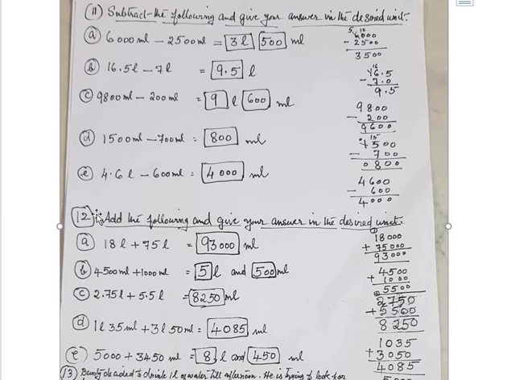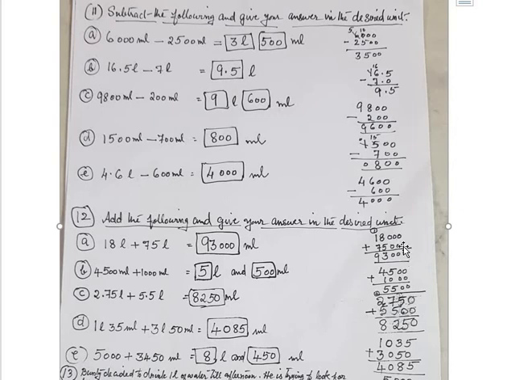Now question number 12. Add the following and give your answer in the desired unit. Same way, instead of subtraction, addition asking, and units are asking. According to that, we have to write the answer. 18 liter plus 75 liter. So answer is asking in milliliter. So 18 liter equal to 18 multiplied by 1000. What we will get? 18,000 plus 75 liter equal to 75 multiplied by 1000 equal to 75,000.